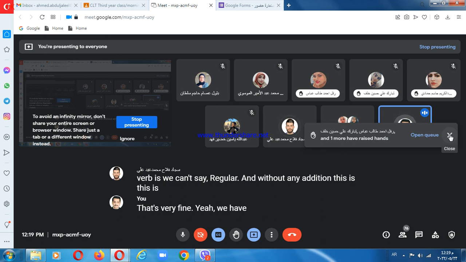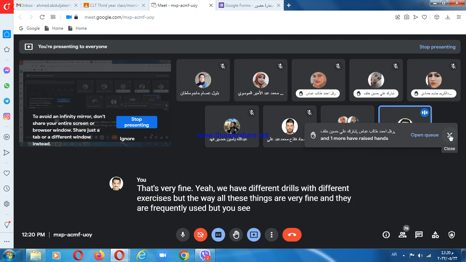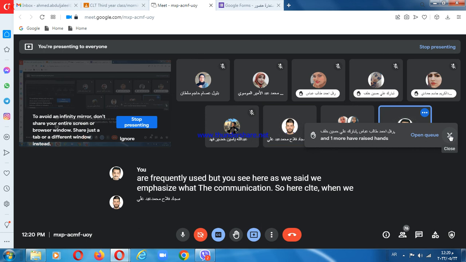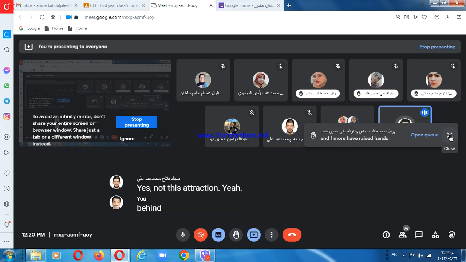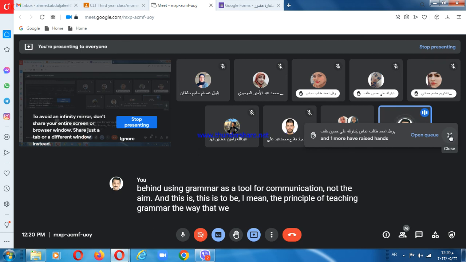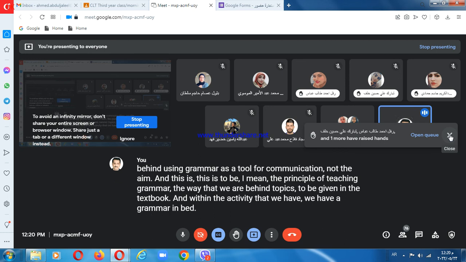Yeah, we have different drills, different exercises. By the way, all these things are very fine and they are frequently used. But you see, here, as we said, we emphasize communication. So here, CLT is behind using grammar as a tool for communication, not as the aim. And this is the principle of teaching grammar, the way that the topics are given in the textbook, and within the activity we have grammar embedded. Okay, this is the idea.